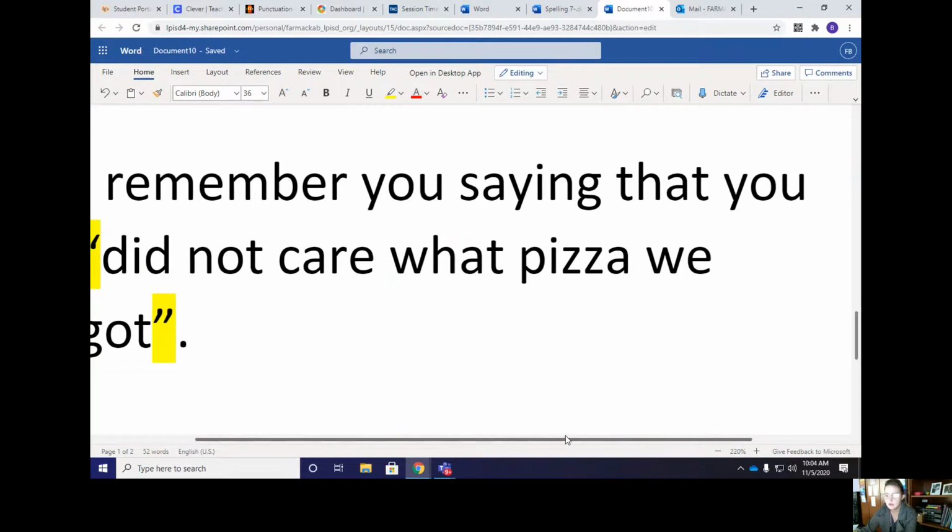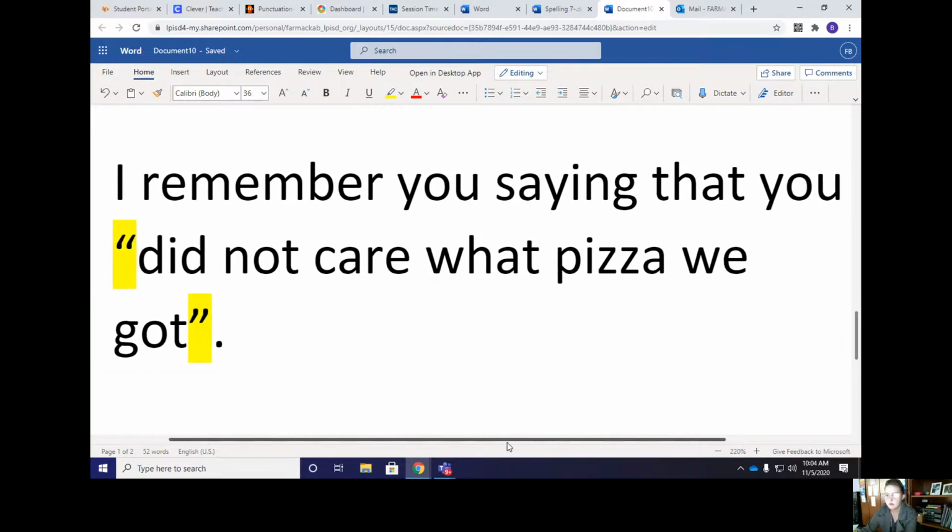Lastly, we have quotation marks. So we will focus more on this as we go into actually writing your script, because when you're writing your script, you are giving someone something to say. So when someone is saying something or you are quoting something they are saying, you have to use quotation marks.